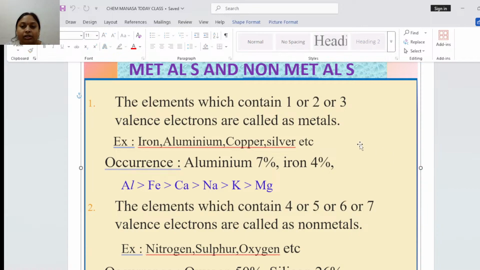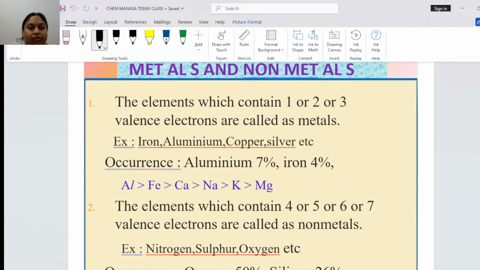Let us start with metals and non-metals. First comes the metal. What is meant by metal? Elements which have a valency of 1, 2, 3 will be known as metals. Metals generally have 1, 2, 3 valency, and these are known as metals.